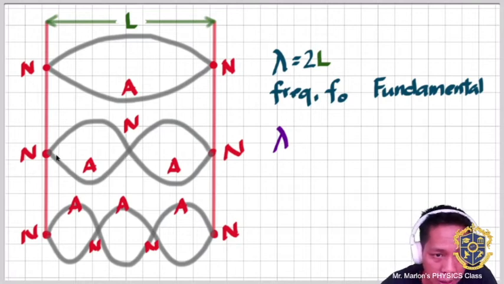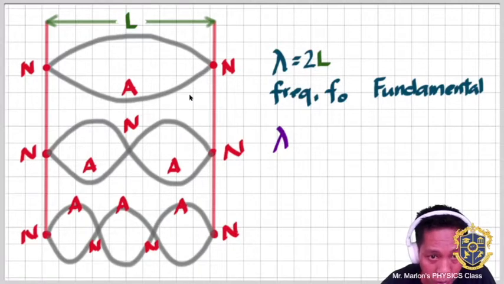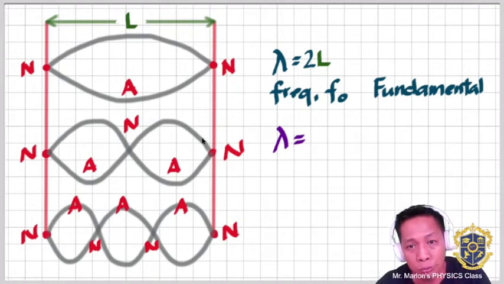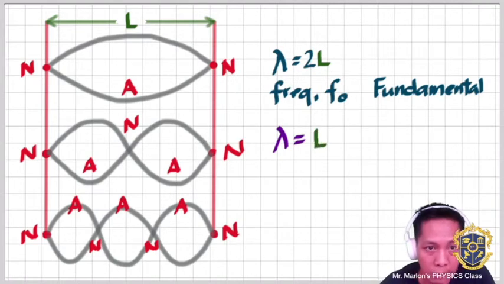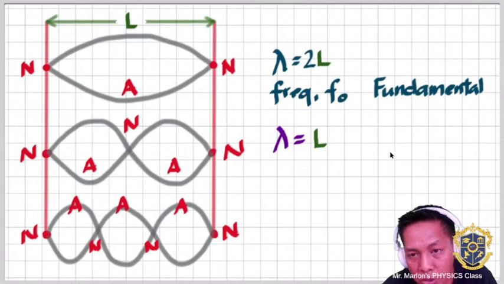As you can see, from this part going to this part, you have one complete vibration, and therefore this distance represents your wavelength, and that is equal to L. So in this kind of standing wave, with a similar diagram like this, the wavelength is going to be equal to the length, or this distance L. We have a special name for this.